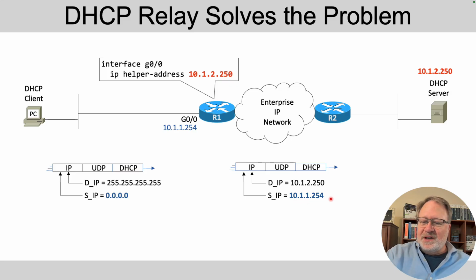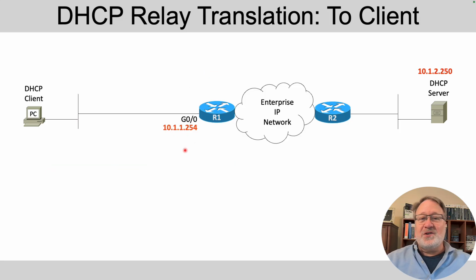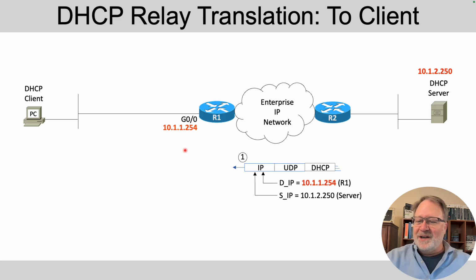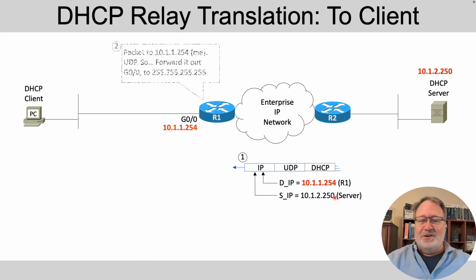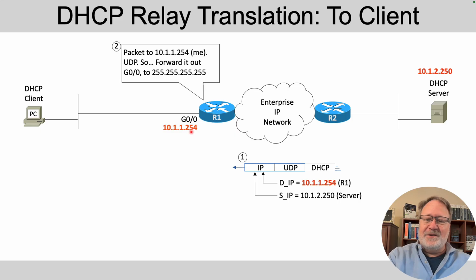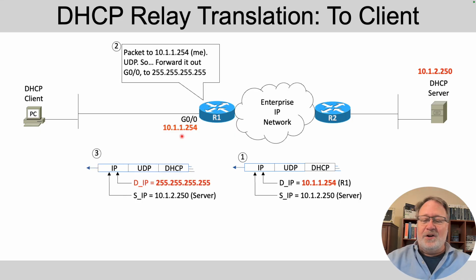It changes the source address to the router's address so that on the return trip, as we see here, the server is ready to send that return message. The destination is back to the router, R1's address, 10.1.1.254, coming from the server. So the router can then translate those addresses again and say, hey, that's for me, it's UDP, so I'm going to forward it out this left-hand interface, but I'm going to broadcast it out onto that left-hand interface, solving the problem of the fact that this client needs to send a packet past several routers to the server before it has a routable address.